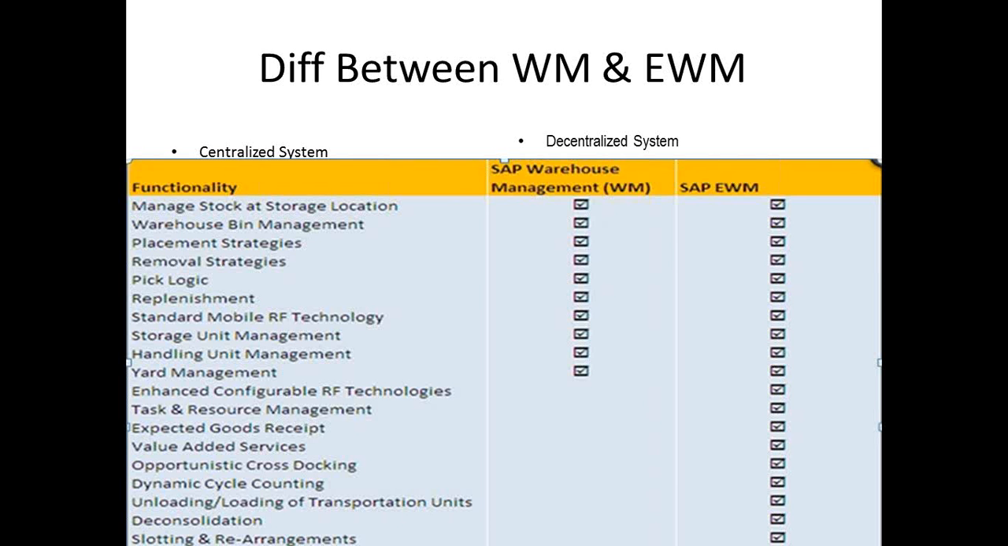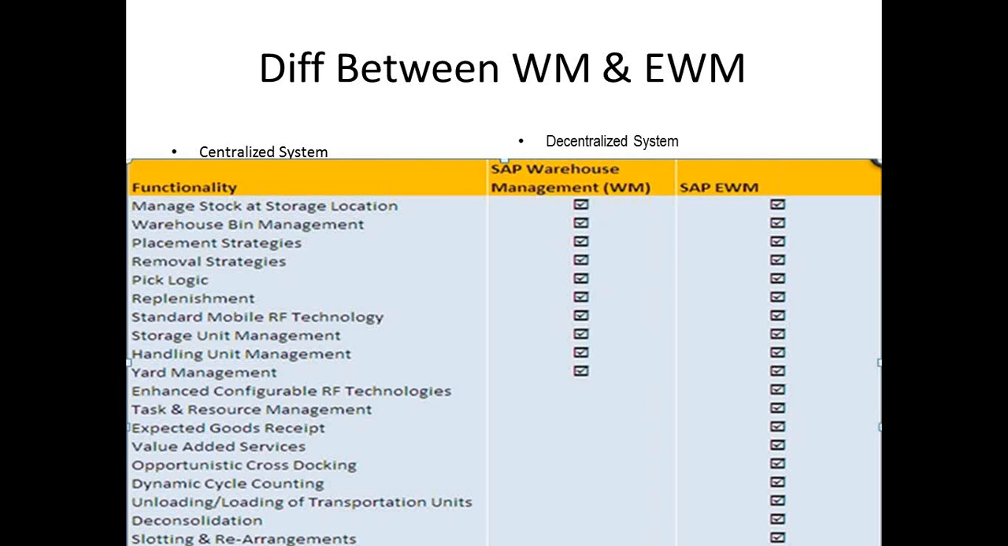In this EWM module, we are going to cover topics called unloading and loading transportation units: whether the truck has been received, whether the truck has entered our warehouse premises, whether the truck has arrived, and whether the door is empty. When the door is empty, we can do the unloading in door 1 or door 2. After the unloading is done, we need to do the goods receipt process.